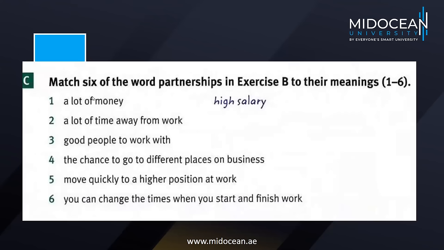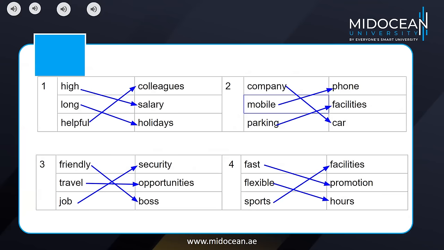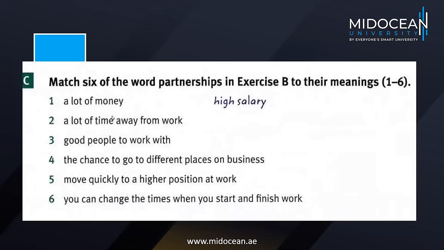Now look at number 2: a lot of time away from work. A long period away from work. Back to exercise B, so it's long holidays. Okay, now pause the video, then do this task, and then check your answer. So number 2, as we said, a lot of time away from work means long holidays.